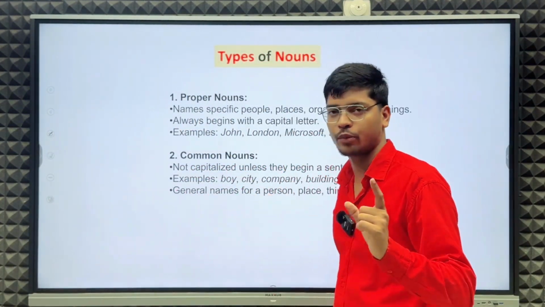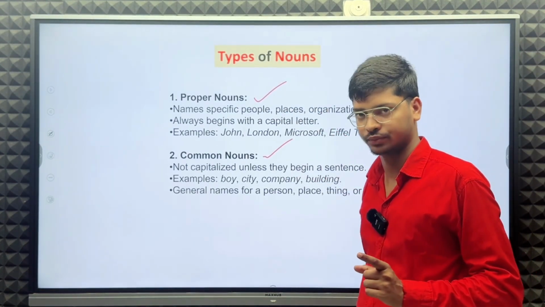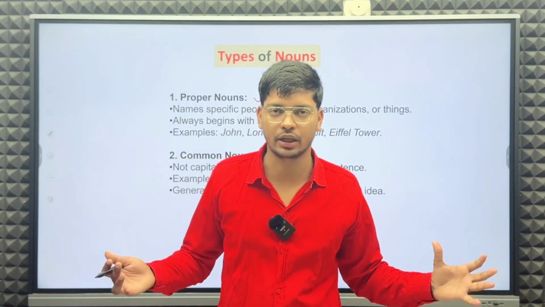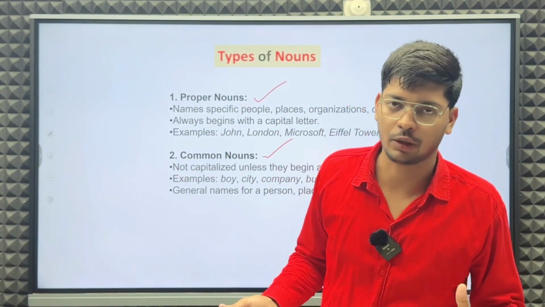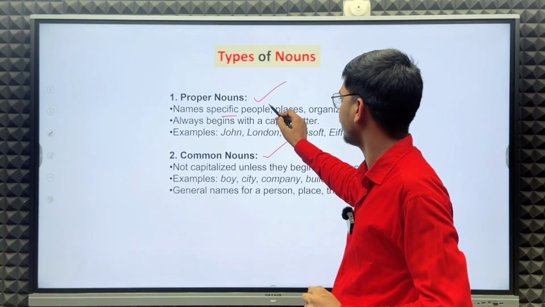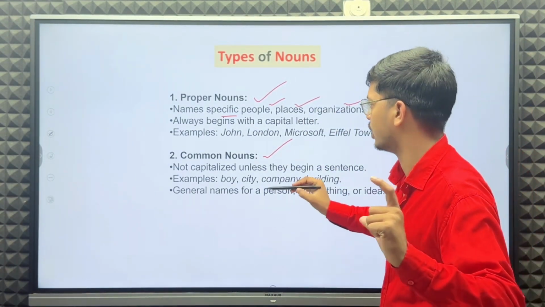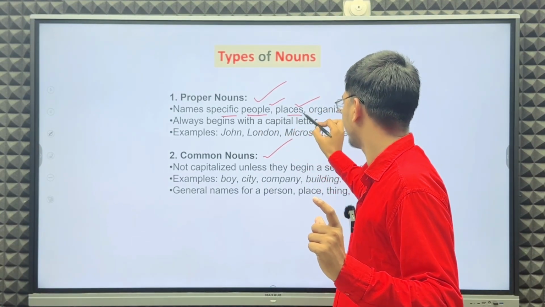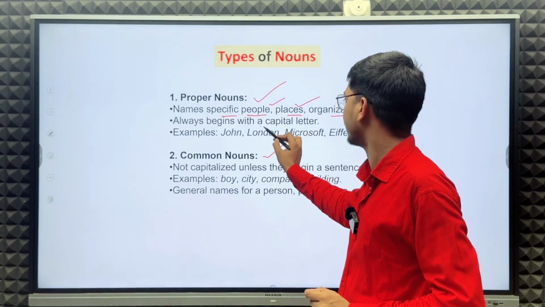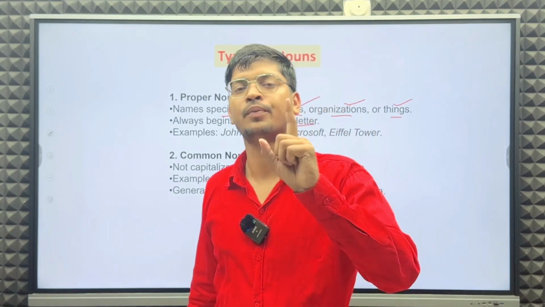The first type of noun is proper noun and the second is common noun. These nouns are very common and you can use them everywhere. Proper nouns mean specific names of people, places, organizations or things, and they always begin with a capital letter. That is called a proper noun.